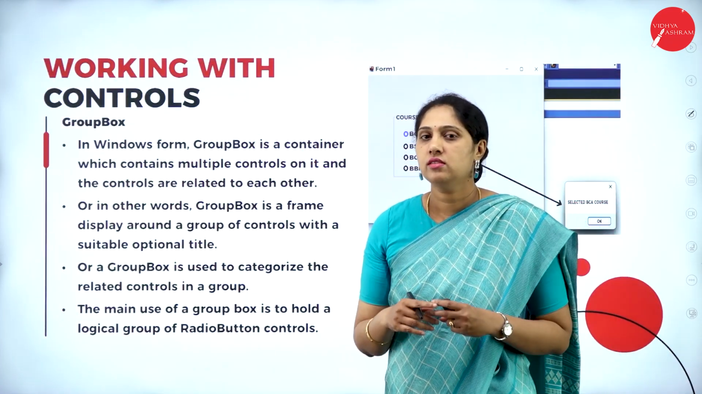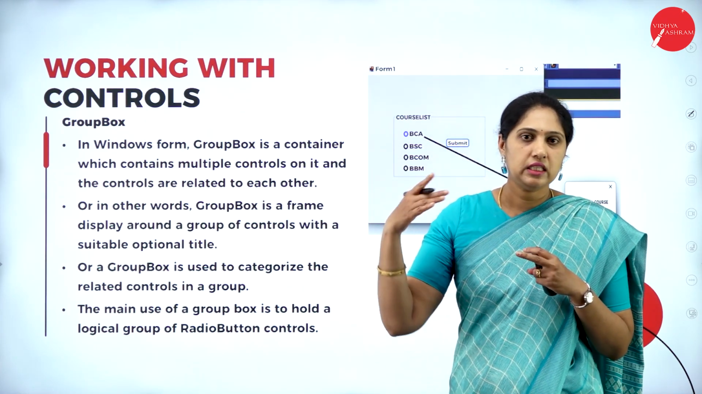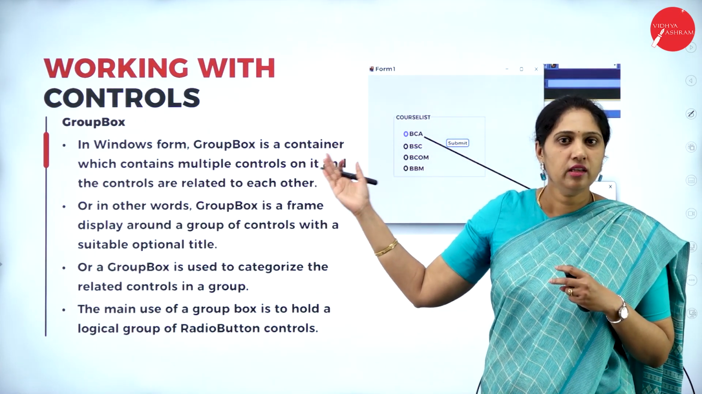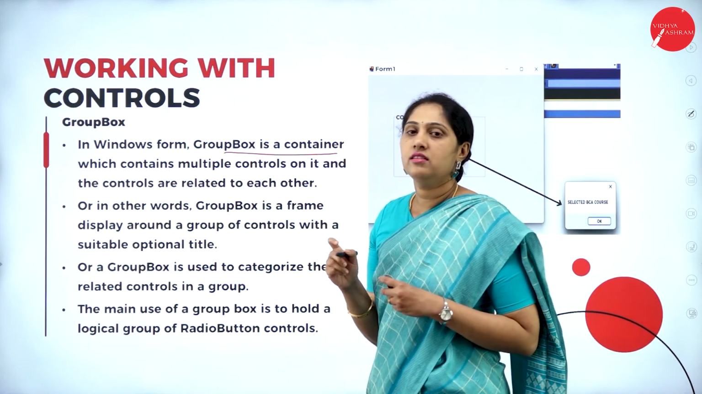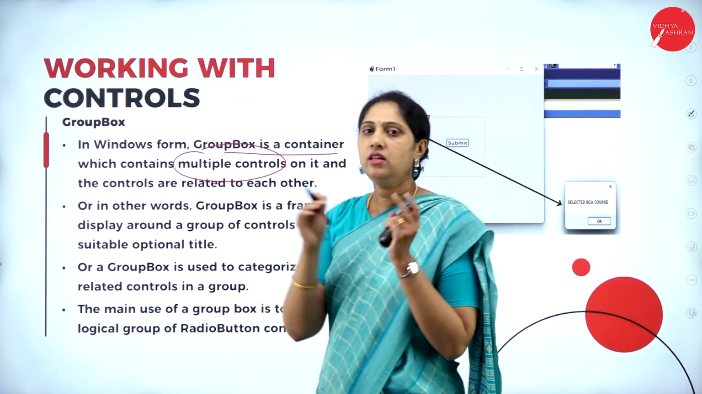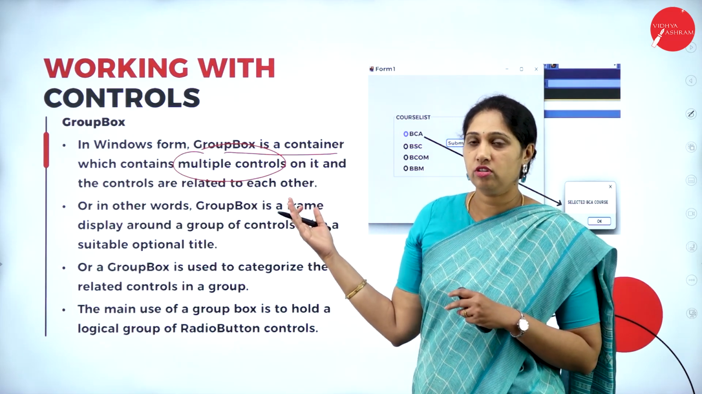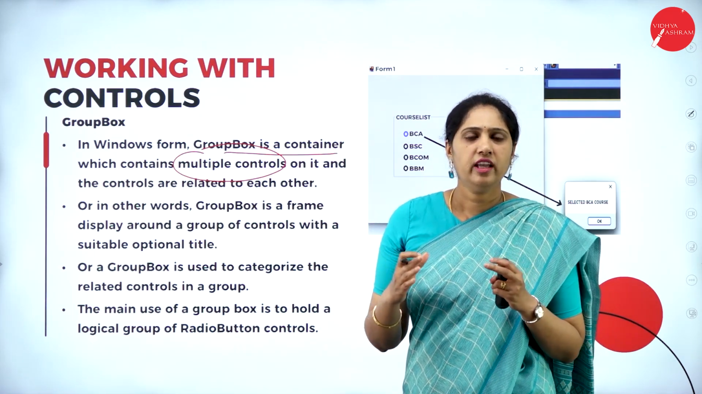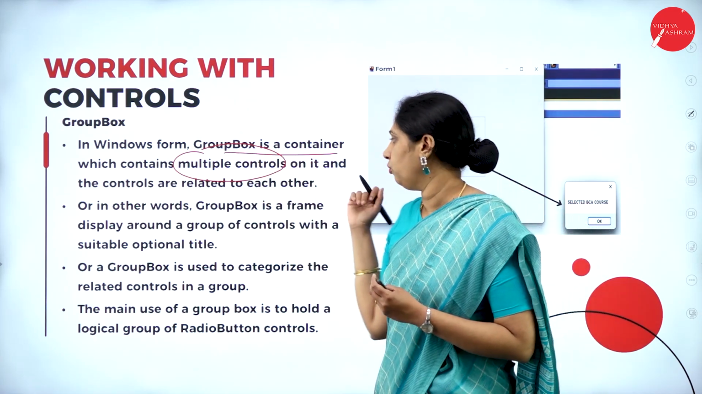Next, group box. The name itself says group. It means I'm grouping many controls inside my group box. So group box is a container. It's a container which contains multiple controls. Till now we have seen the timer control and previously picture box. But now I'll group any controls. Whatever controls you have seen in the toolbox, I will group.